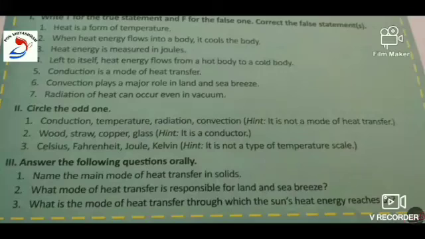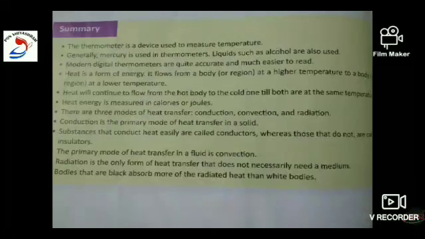Here you have some true or false. Circle the odd one. Answer the following questions orally. Name the main mode of heat transfer in solids, that is conduction. What mode of heat transfer is responsible for land and sea breeze? Convection. What is the mode of heat transfer through which the sun's heat energy reaches us? That is radiation. Then odd one: conduction, temperature. All these we are supposed to do.